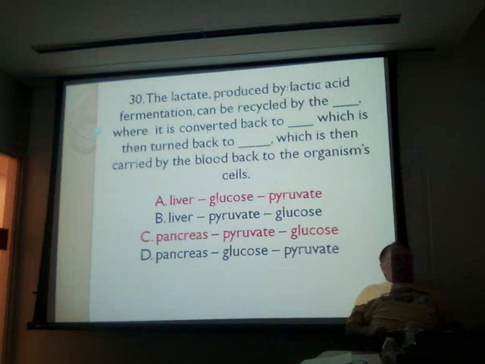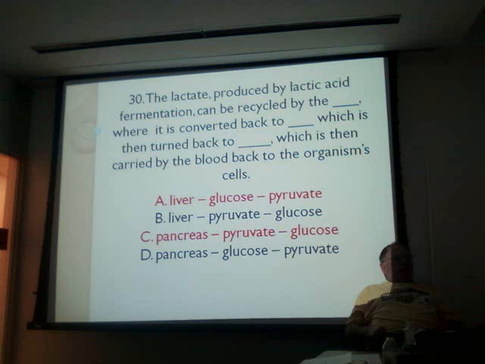Now, the lactate formed by lactic acid fermentation can be recycled by what organ? Liver. Which two can you kick out right now? The pancreas too. Get rid of it. Now you're concerned with A and B, right? In the liver, is it changed to glucose or is it changed to pyruvate? To pyruvate. It's got to go to pyruvate so it can then go back to glucose.